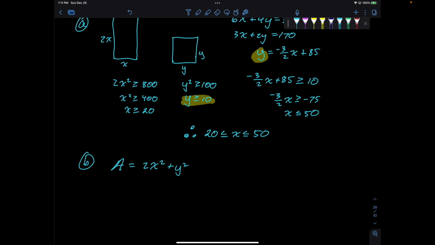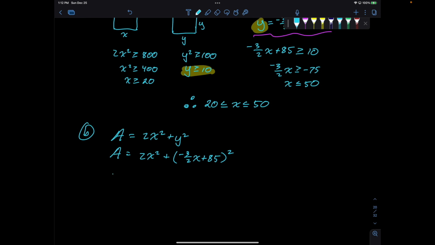Now we have too many variables, right? We have x's and y's, so we've got to get rid of one of them. I propose we get rid of y because we already know this, right? So from this information, we know that A is 2x squared plus the quantity negative 3 halves x plus 85, squared. I don't like leading coefficients that are negative. I have a bias against them.